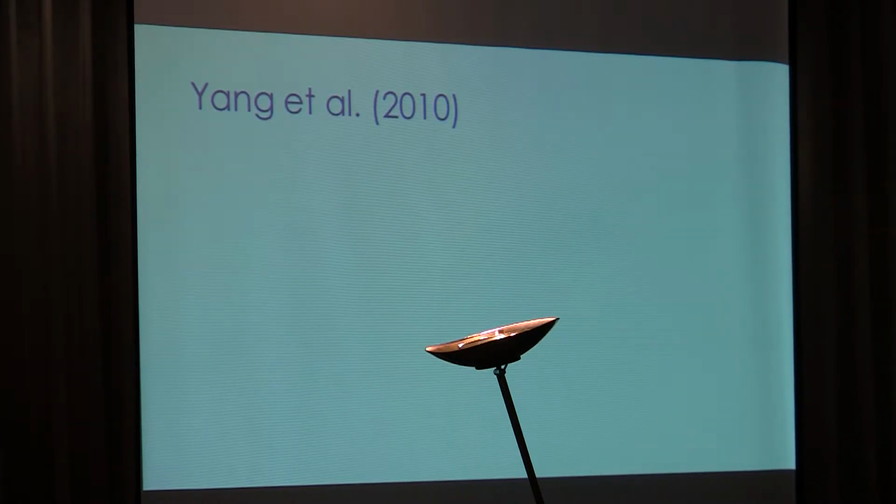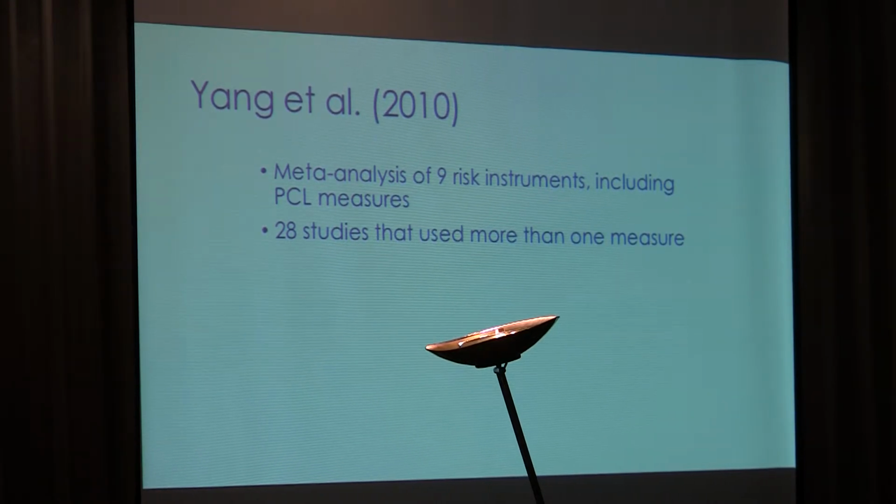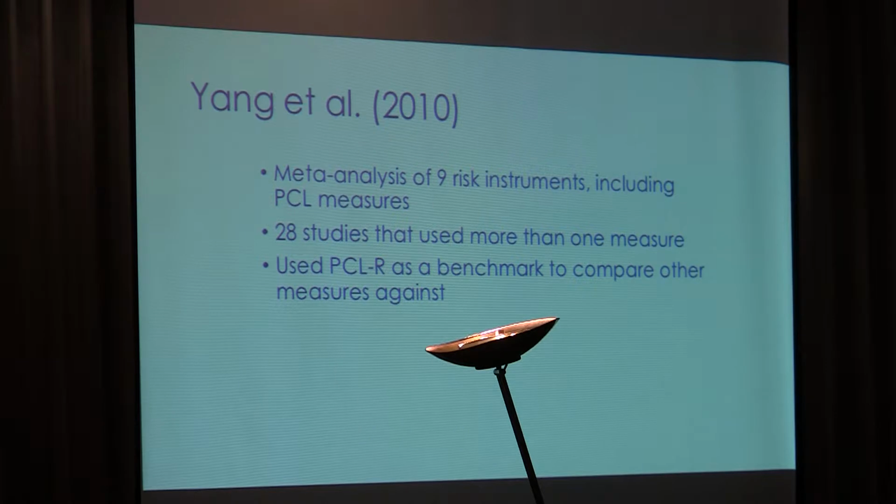There's probably now 8 or 10 meta-analyses, so this is quantitative summaries of research on risk assessment, including the HCR-20. So I'll tell you just about one of those by Yang and colleagues. Looked at 9 different instruments, including the psychopathy checklist, which is a measure of the personality disorder of psychopathy. This was 28 studies that used more than one measure, and they compared whether any of these risk assessment measures improve upon the predictive validity of the psychopathy checklist. Do they do better than if you just know that somebody is a psychopath?